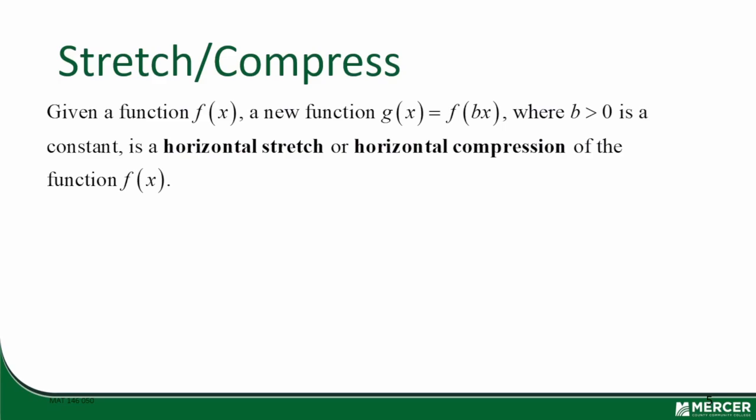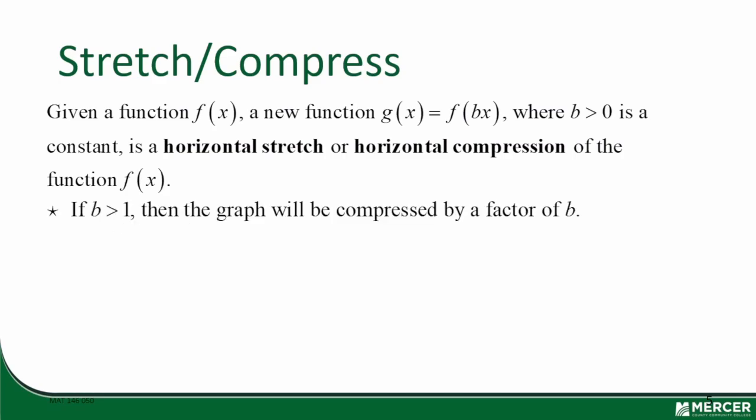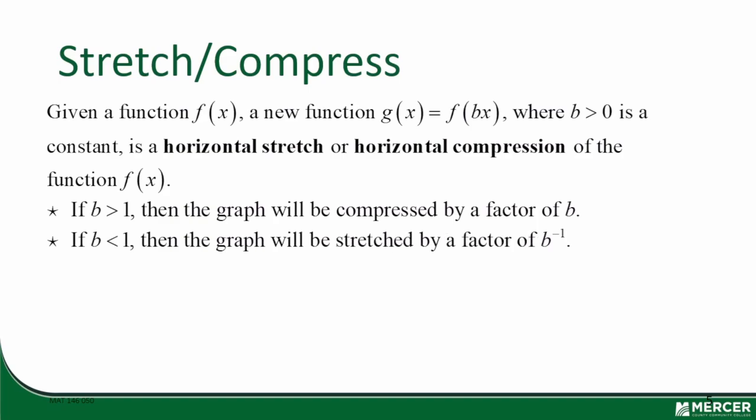Function f of bx, where b again is a positive constant, is a horizontal stretch or compression. Just like with translation, the horizontal works in the opposite way of what you would think. If b is larger than 1, the graph is being compressed by a factor of b. If b is less than 1, then it's being stretched by a factor of 1 over b.